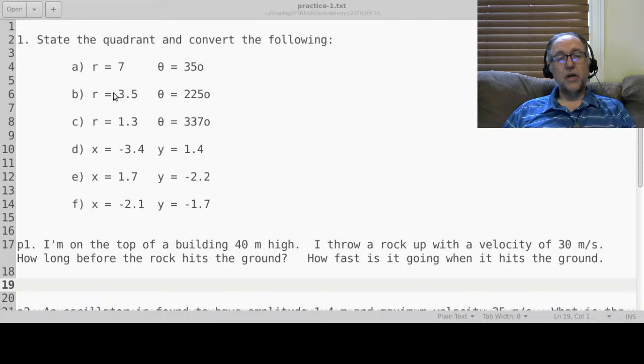If not, let's just convert. The first one, I give you polar, and you know it's polar because it's r and theta. I give you r is 7 meters, it doesn't matter what the units are, and theta is 35 degrees, and I tell you to convert, and you say, well, how do you convert?